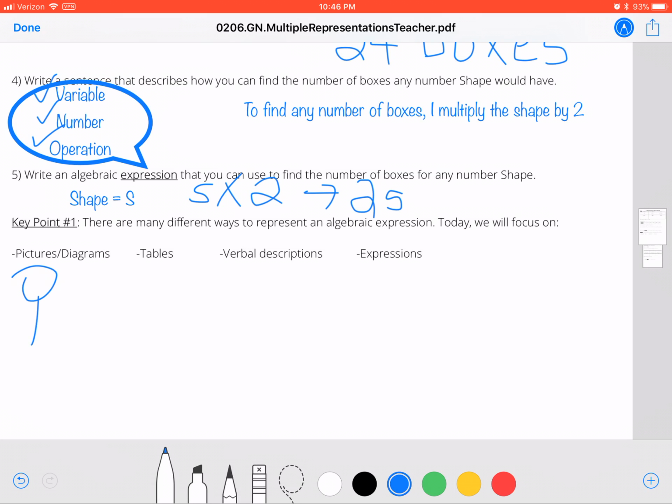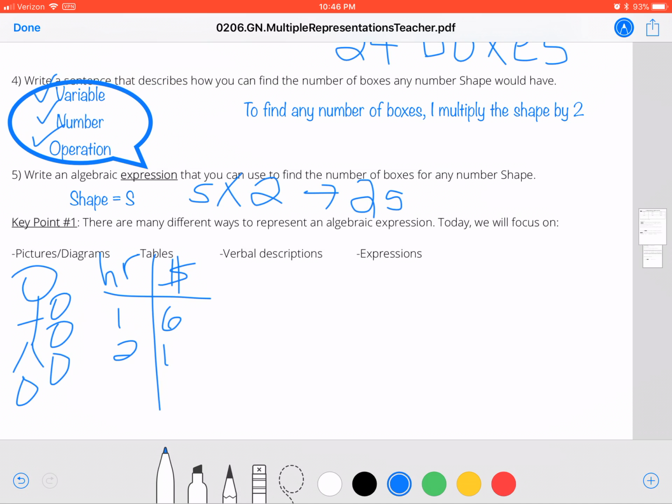Pictures are like, all right, one person has 4 cookies, and then we draw a person who's got 4 cookies. A table would be something like, here's hours, and here's money. In 1 hour, they made $6. In 2 hours, they made $12. In 5 hours, they made $30. A table is just a set of numbers where one side is one unit and the other side is another unit.